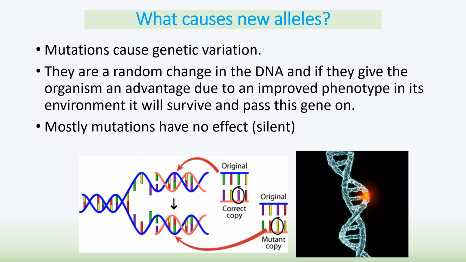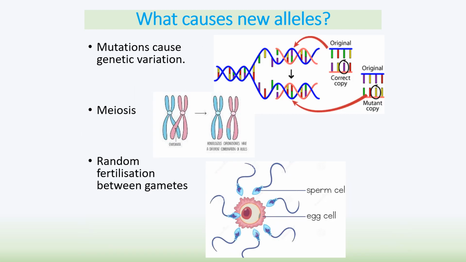Most of the time this does not give an advantage; mostly mutations have no effect, and sometimes they can be negative, but they can also be positive. Mutations can lead to new alleles. Meiosis can lead to a new combination of alleles due to crossing over and random assortment, and new combinations of alleles come from random fertilization between gametes.